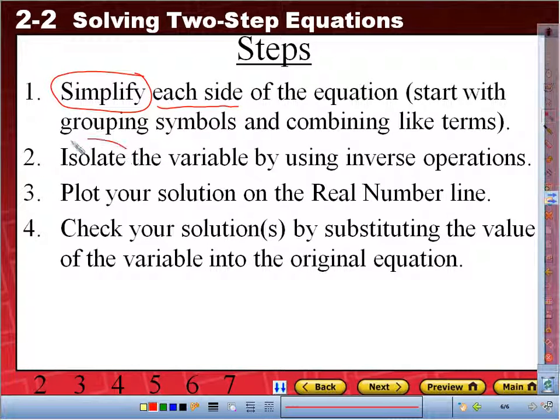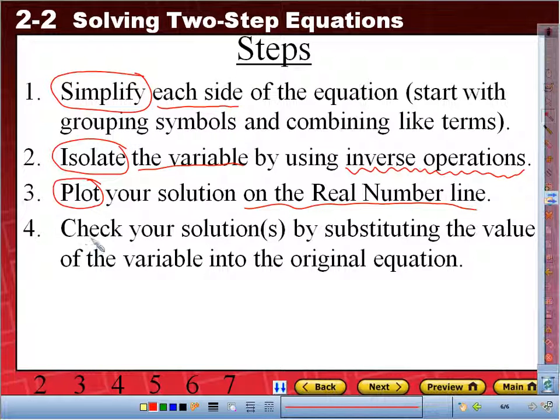Step two, isolate. Which means what? Isolate to leave the variable by itself, right? Okay. Put the wiggles on inverse operations, because that's what we're going to be using. Step three, plot on the number line. And step four, check your solution.